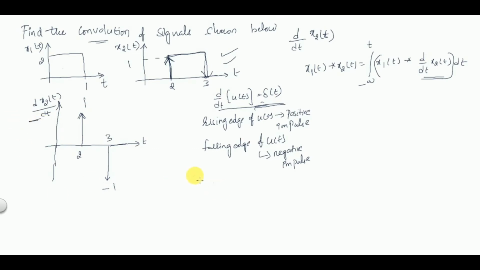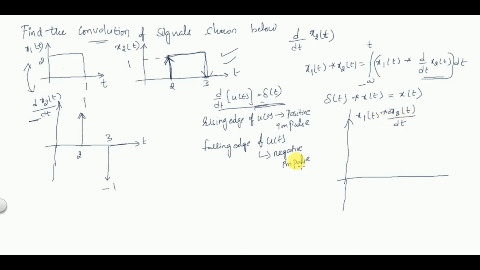This is your d by dt of x of t. Now this is multiplied or convolved with this one. Anything del of t convolved with x of t is equal to x of t. This is the property of impulse we have seen. So that means, if you draw the signal x1 of t convolved with d by dt of x2 of t, how will the signal be?